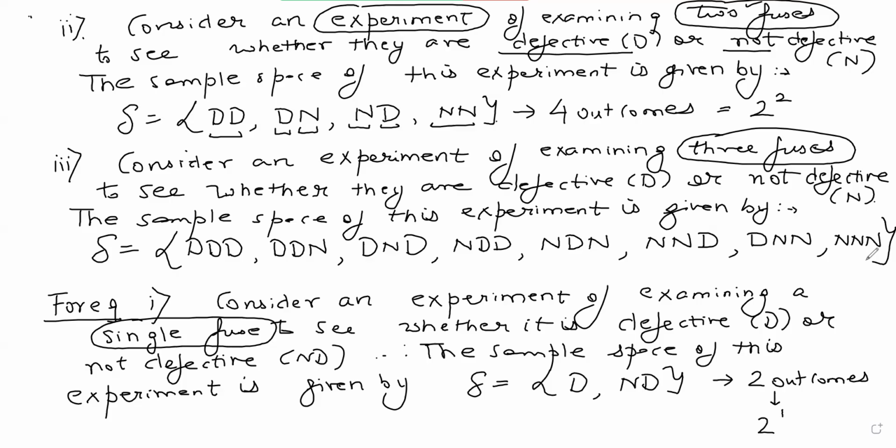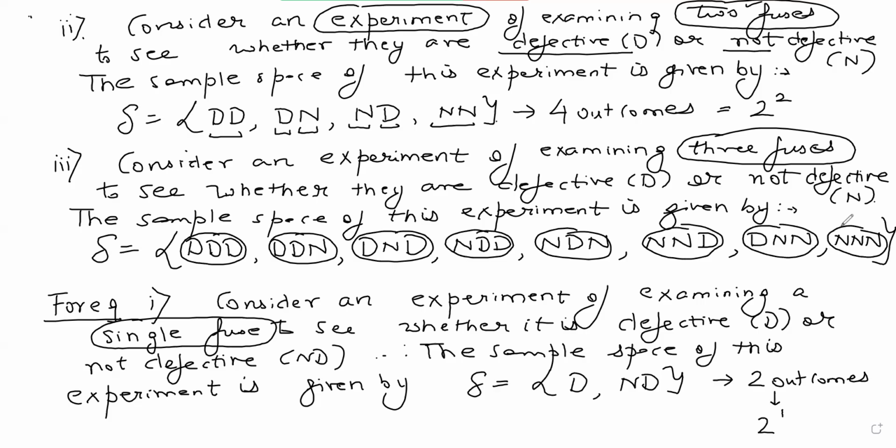Can we count them? 1, 2, 3, 4, 5, 6, 7, 8. You can clearly see it contains 2 to the power 3 because we had 3 fuses, 2 to the power 3, which is 8 outcomes. So I can say that in general, if an experiment has n outcomes, then the number of elements in the sample space is going to be 2 to the power n.